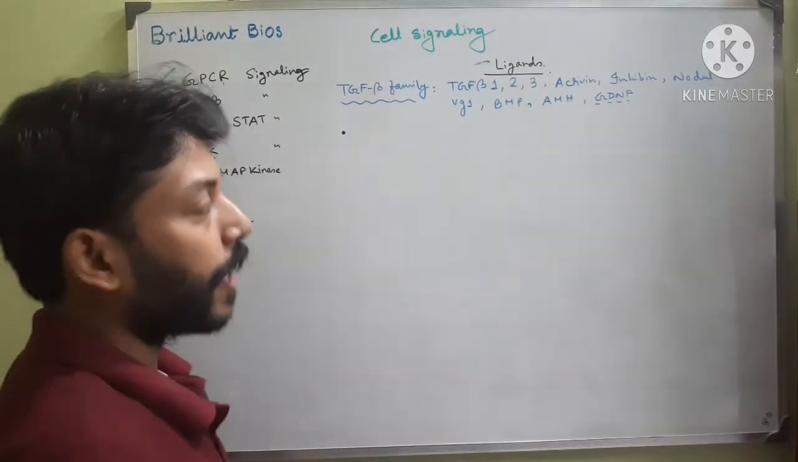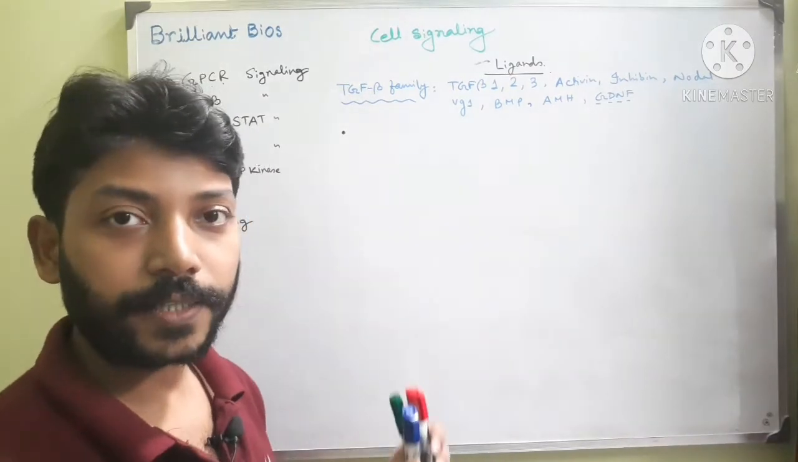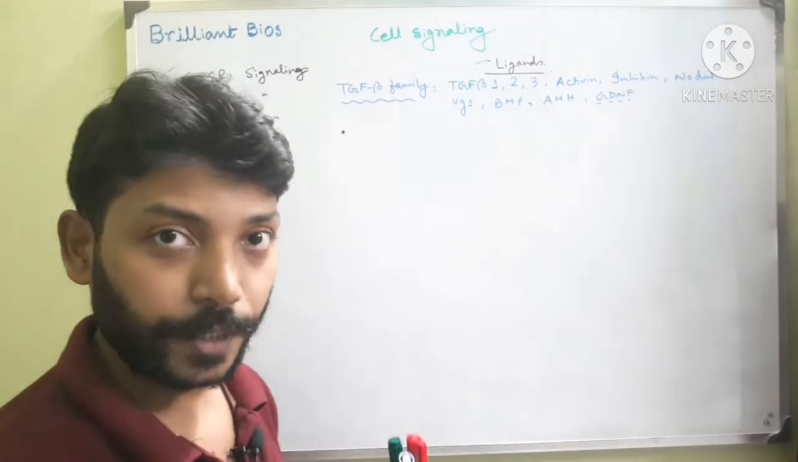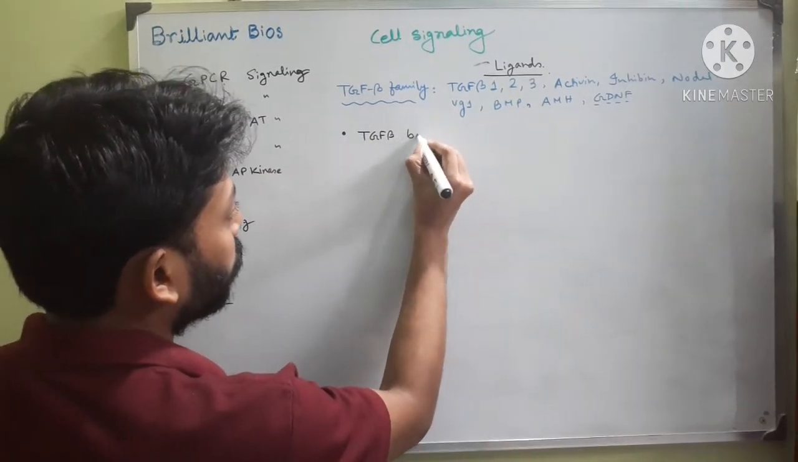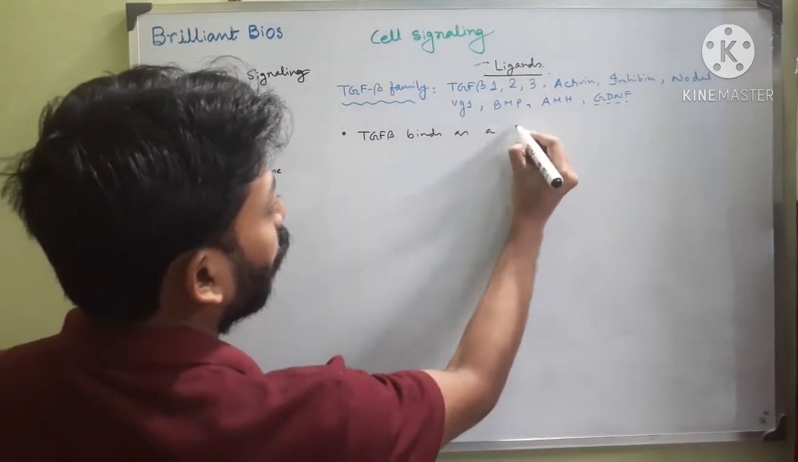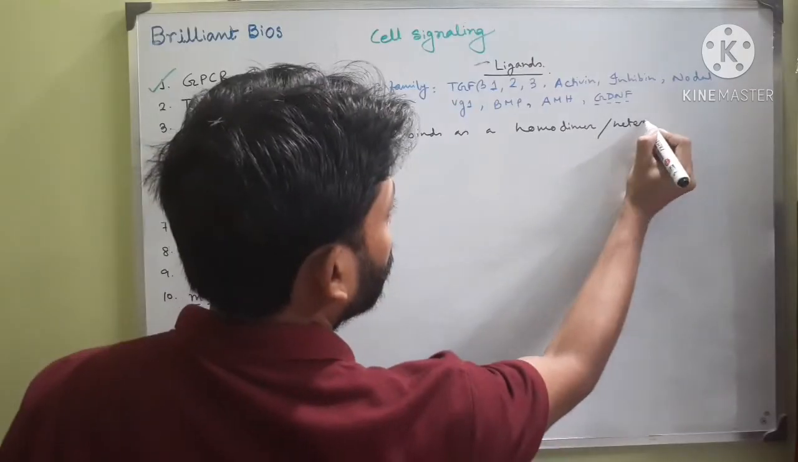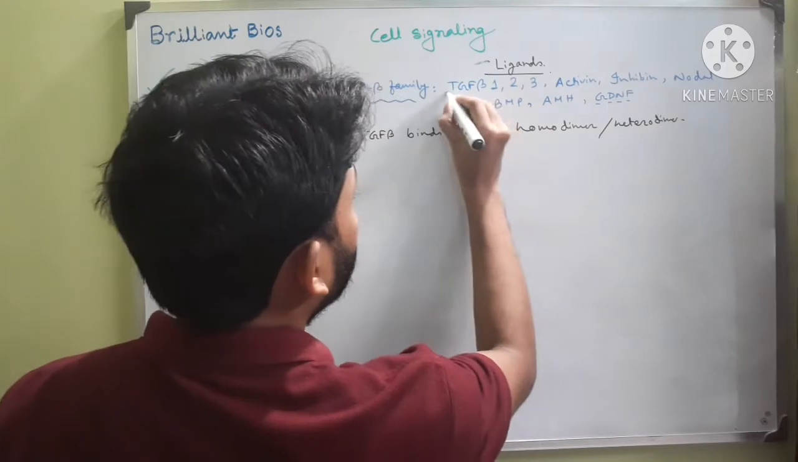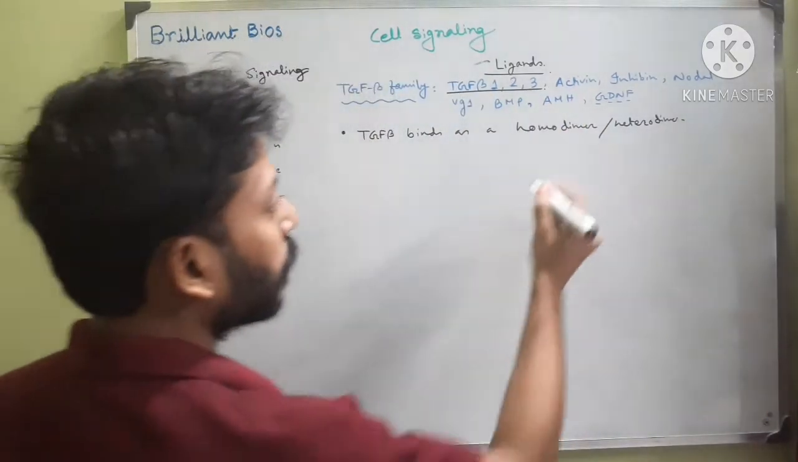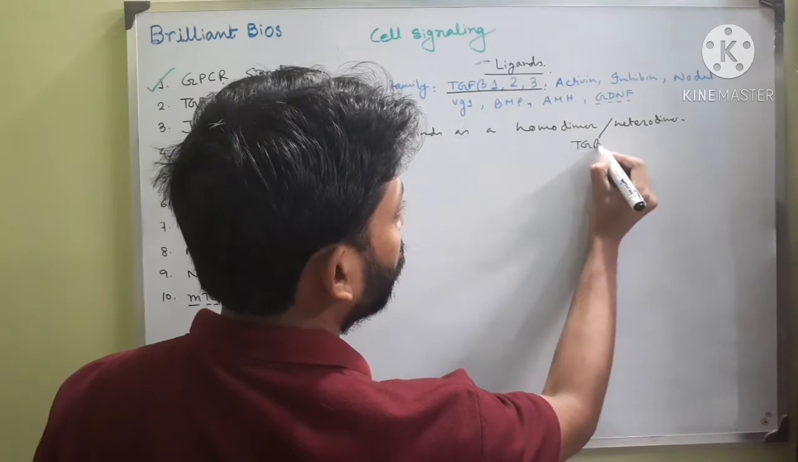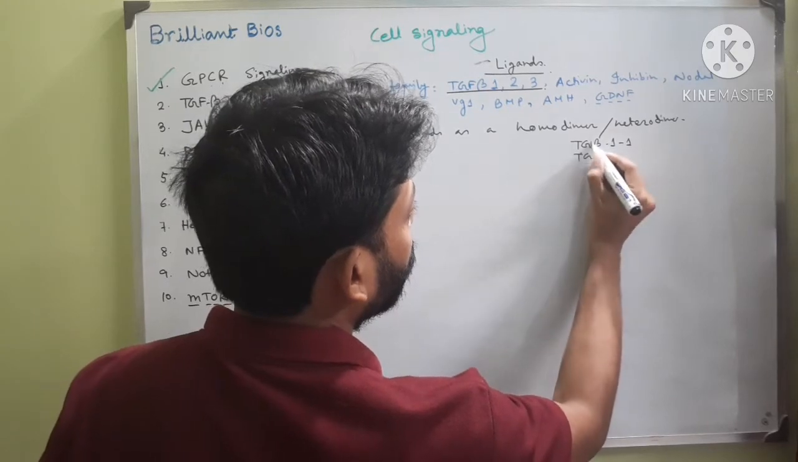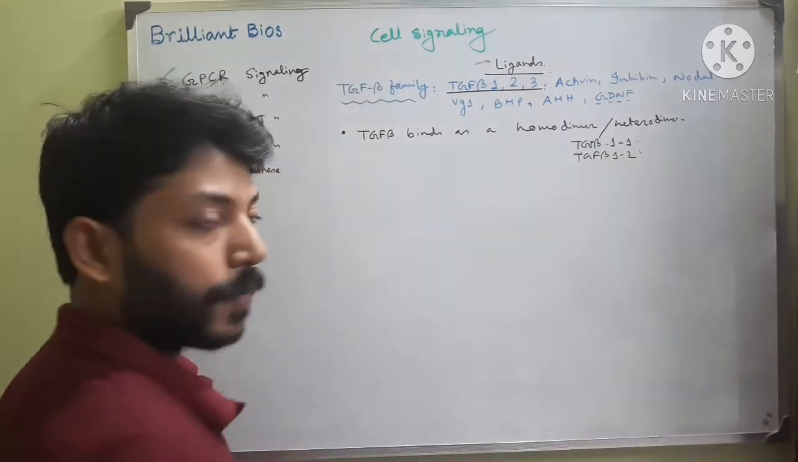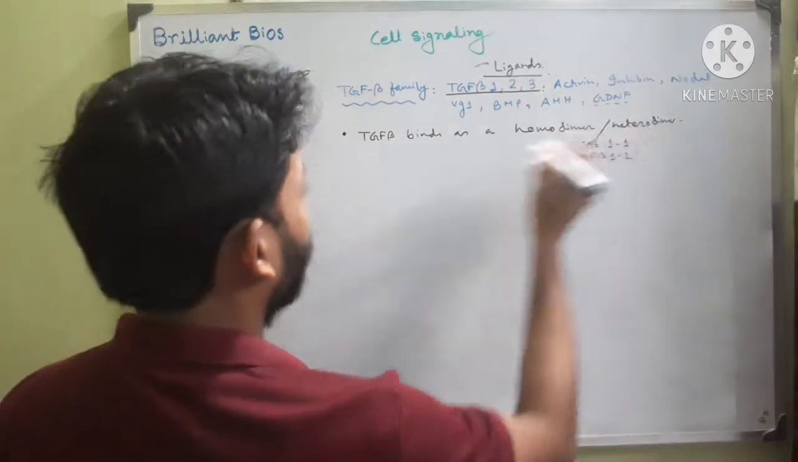Specifically I want to mention some facts: these ligands actually bind as a dimer. So TGF beta binds as a homodimer or heterodimer. Specifically I'm mentioning here TGF beta 1, 2, 3. The TGF beta ligands can be TGF beta 1, 1 or TGF beta 1, 2 or so on. So it could be homodimer or heterodimer.